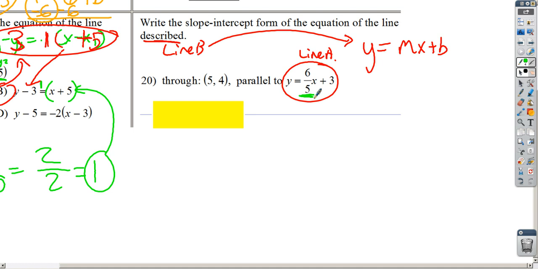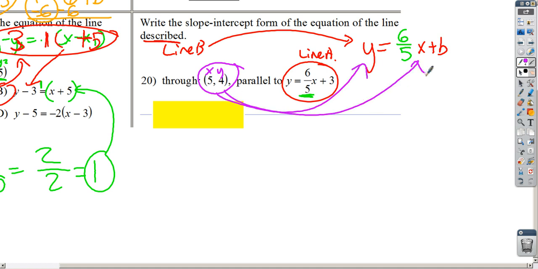So what we have to know is that parallel lines have the same slope. That means this other line is going to have also a slope of 6 over 5. And then we also know, because they're telling us here, that it goes through this point. It has that x and that y somewhere on its line. So let's plug that information in right here. So y is equal to 4, they told us here. And x is equal to 5, they told us right here.